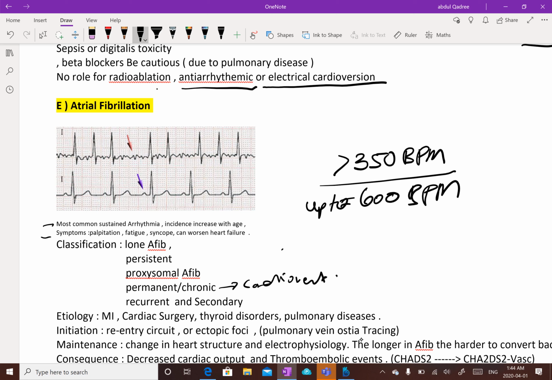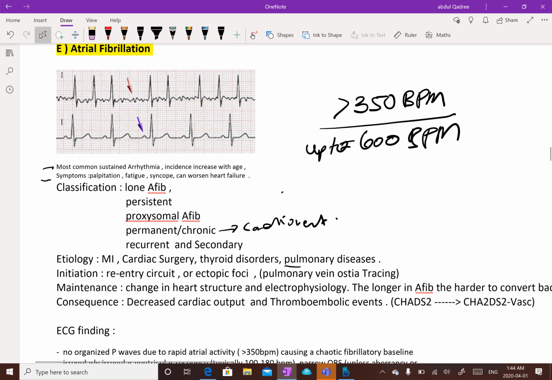Okay, so the etiologies we can talk about are myocardial infarction, cardiac surgery, thyroid disorders, pulmonary disease, and all of these are etiologies that can cause atrial fibrillation.